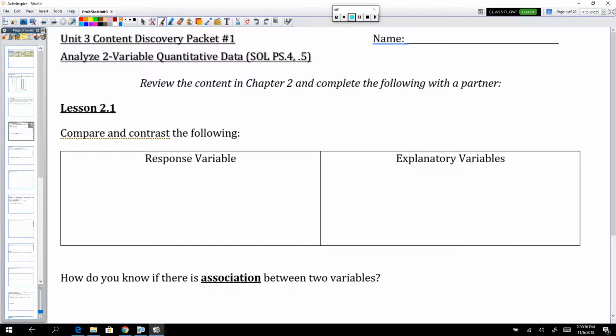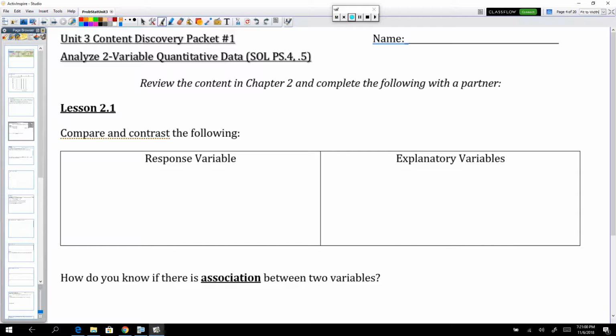And so we're starting out in the textbook on lesson 2.1. If you've got your textbook handy or your online textbook, that would be good. And also make sure that you have your graphing calculator, your TI calculator handy so you can remember how to enter data and analyze data on the calculator. So let's get started. Let's take a look at the first thing that we're tasked with here, and that is to compare and contrast response variables and explanatory variables.